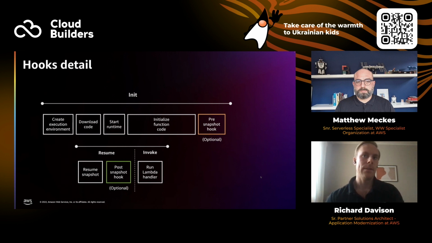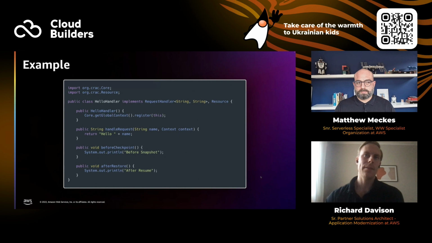Do, however, note that you shouldn't put sensitive data in here. It will be part of the snapshot. Also, don't rely on random numbers, secrets, things like that. We encourage that you do that after the snapshot has been restored. And there are hooks for this as well. As this example shows, registering a hook is very simple. Here I have a simple Lambda handler called hello handler.